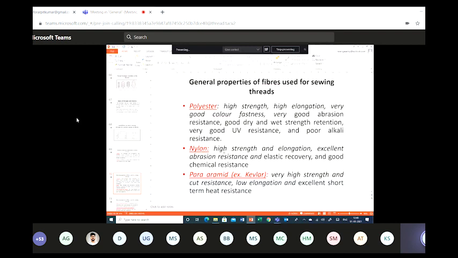Coming to nylon, this also has high strength and elongation, but it has excellent abrasion resistance and elastic recovery. This is one of the best materials regarding the abrasion resistance and regarding the elastic recovery. No other material can match nylon in terms of abrasion resistance and elastic recovery. And they have a better chemical resistance than polyester.